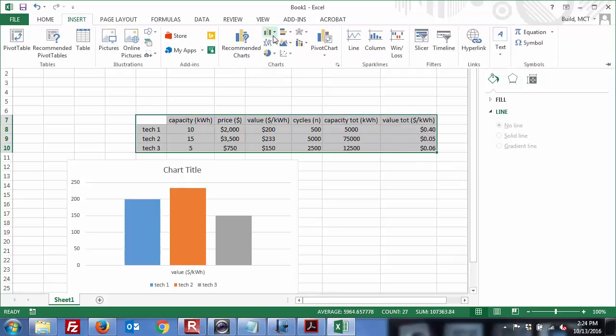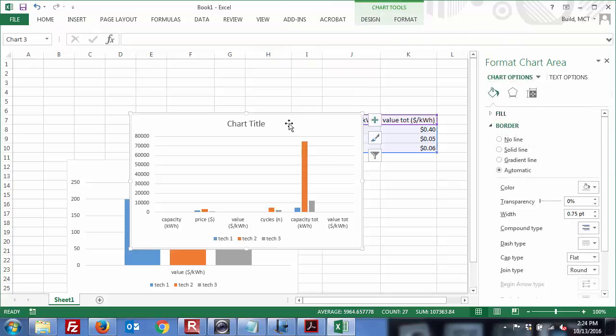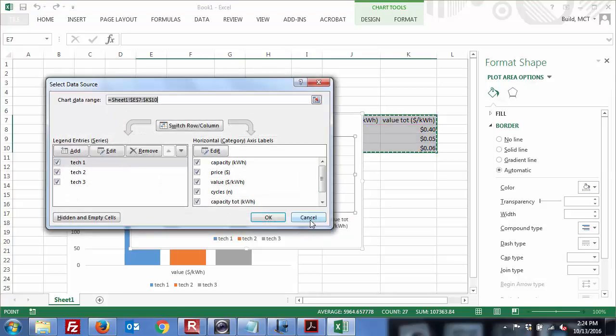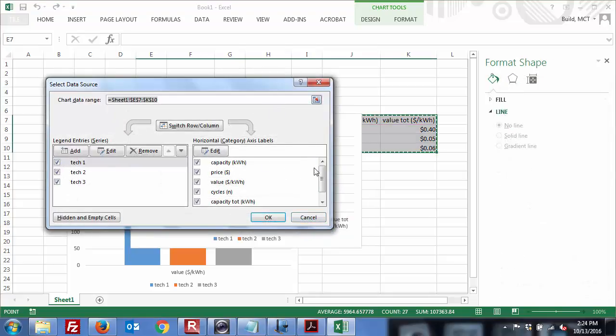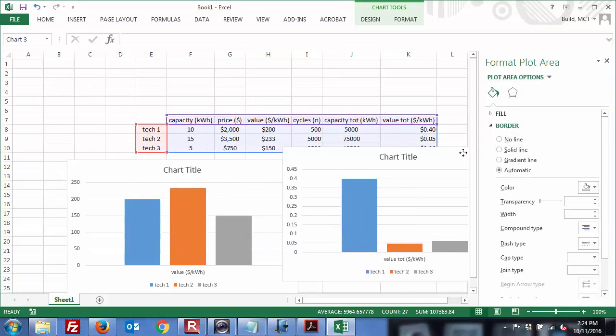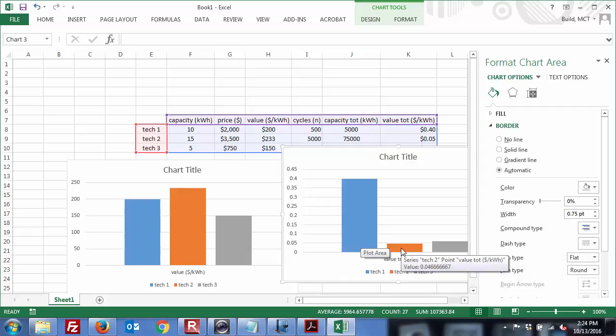Insert chart columns, and now I can select data, get rid of capacity, price, value, capacity total, and all we want is the value total. Whereas Tech 3 was the best bang for your buck on a single charge, Tech 2 came out slightly better over the lifetime. So that's something to consider too.